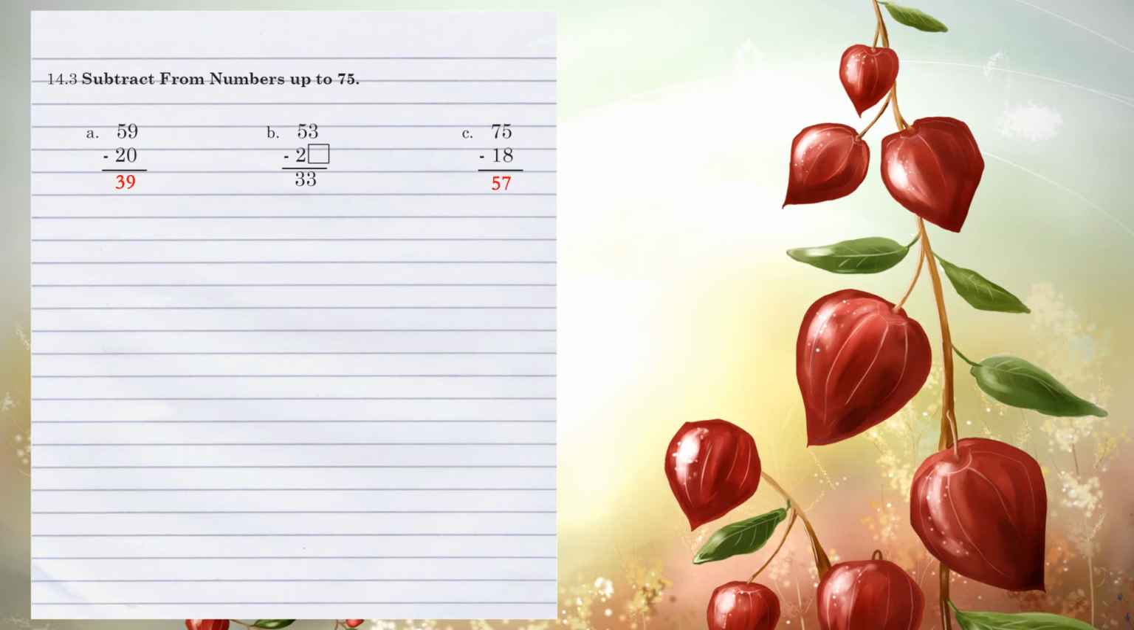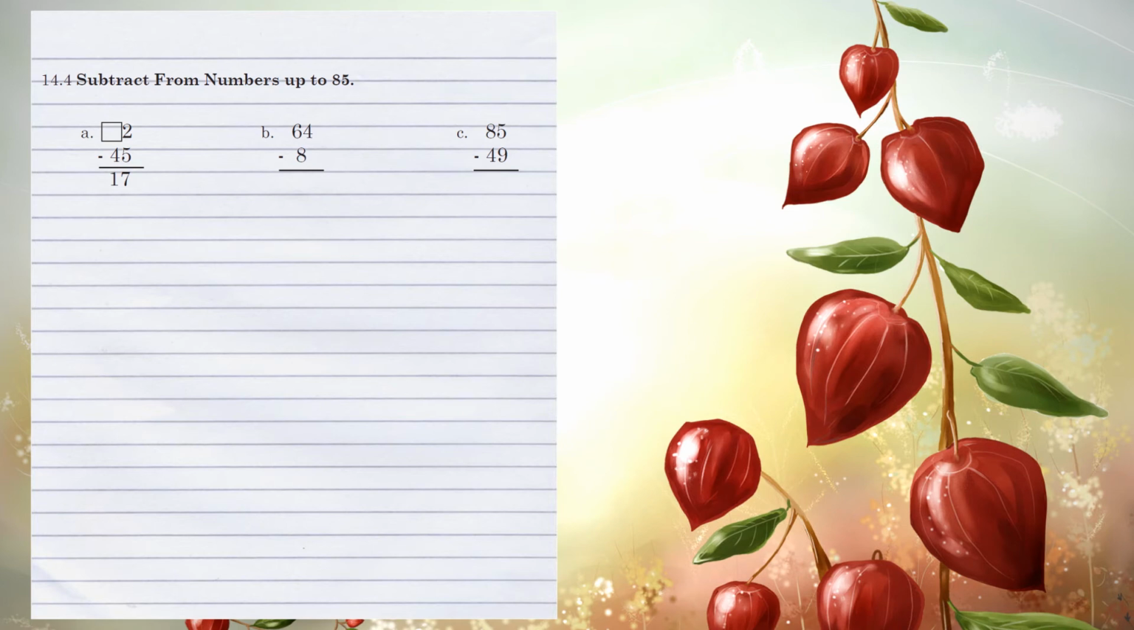Let's look at example B. We have a missing number we need to fill in. So if we ask ourselves 3 minus what number equals 3, we know pretty quickly that you don't take anything away, so the answer is 0. Unit 14.4. Subtract from numbers up to 85. Let's look at example A. We have another missing number here, and this is one that we have to really think about.